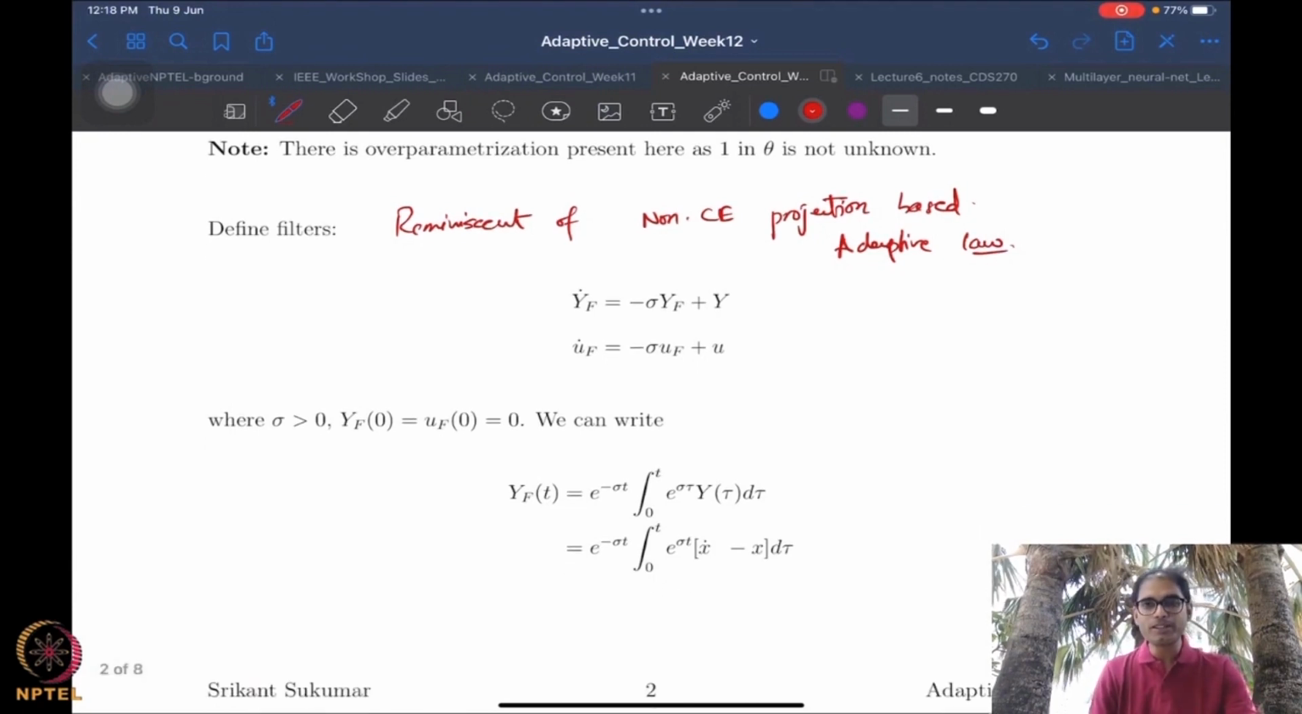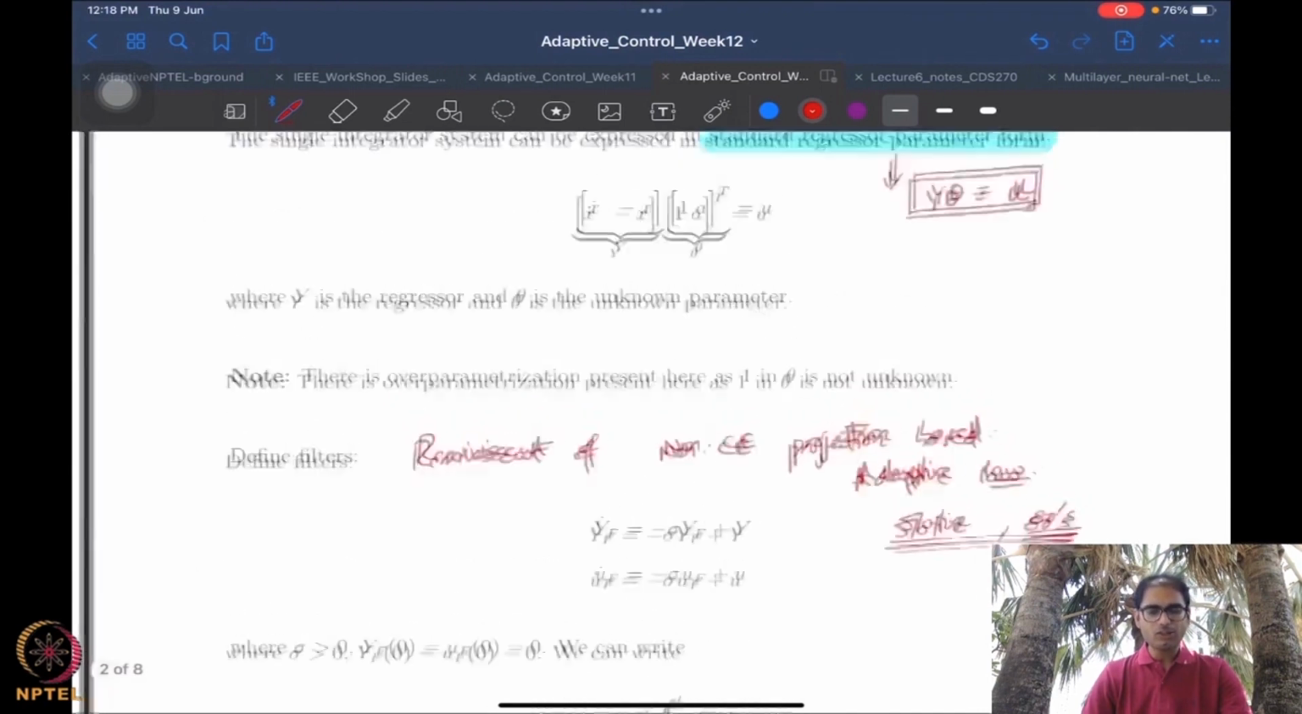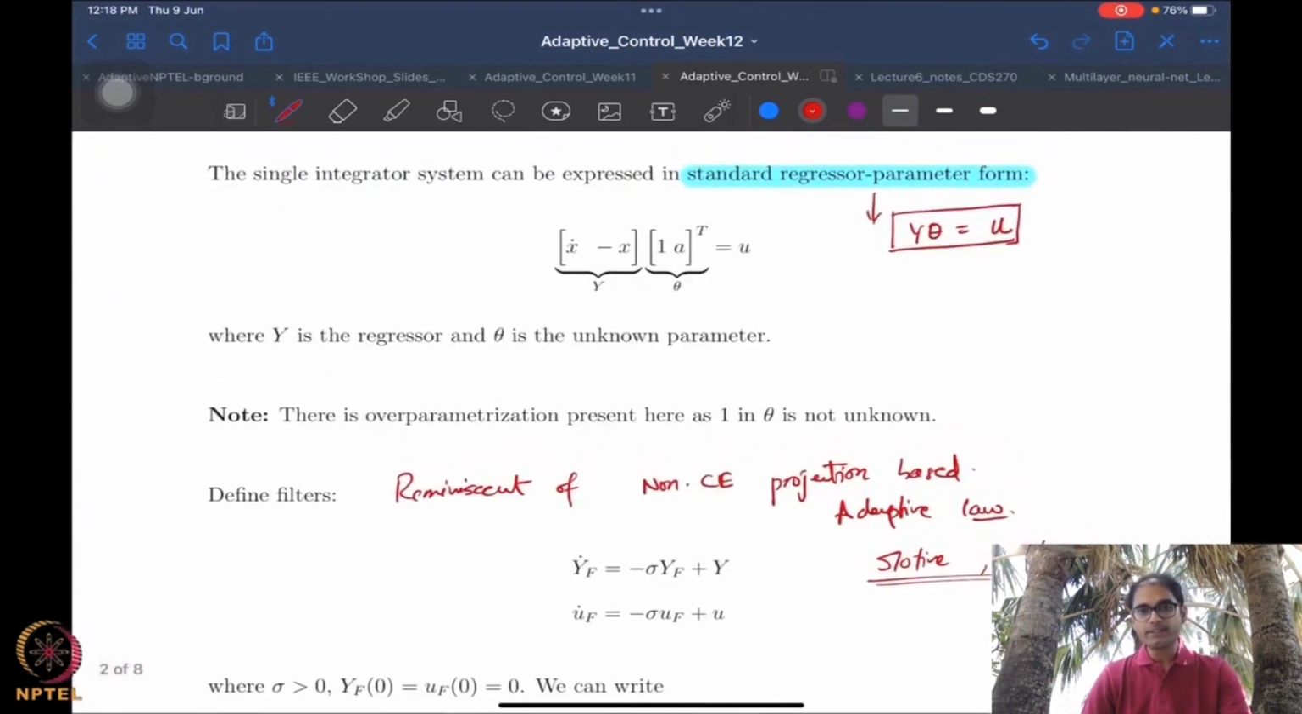In fact, why is it so reminiscent? Because most of these authors have followed an earlier author's work. Slotine had sort of proposed this idea in the 80s. You can look up this reference. So therefore, a lot of authors are using similar ideas. Even the projection based adaptive control, the non-CE version, was by Akella, and they also are motivated, of course, by Slotine's work in the 80s. Yeah, that's the idea.